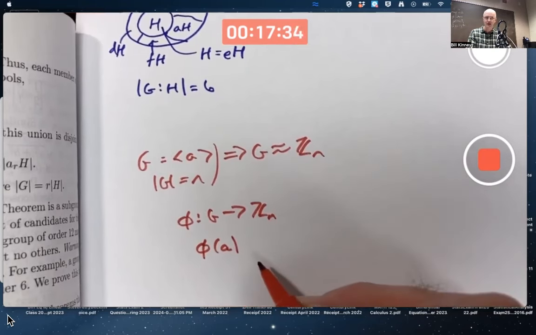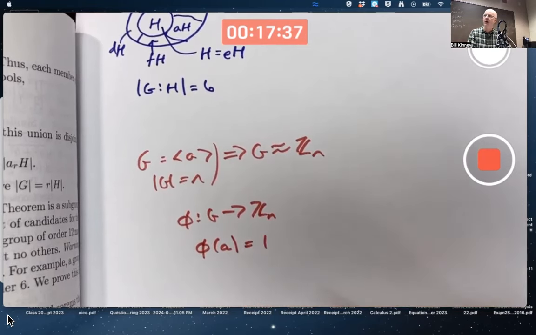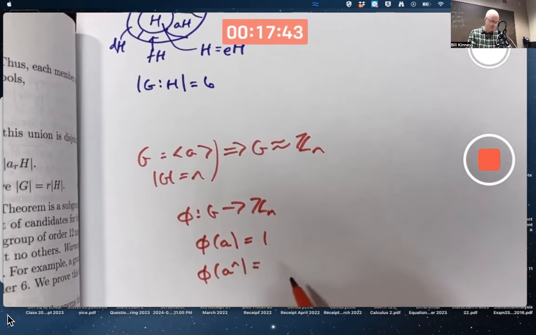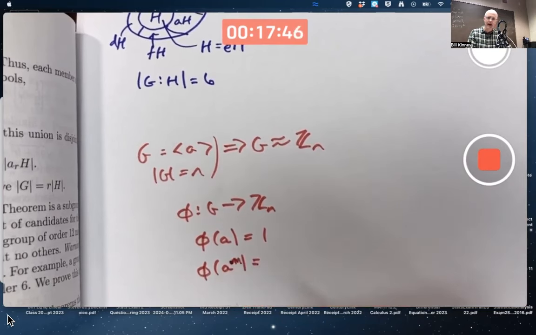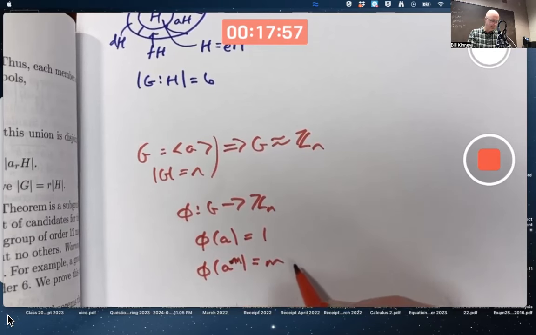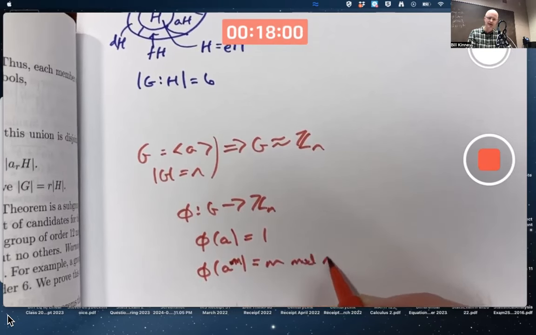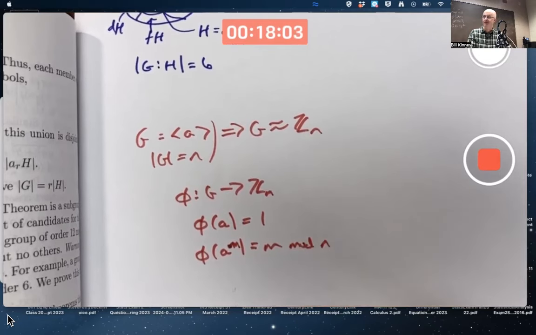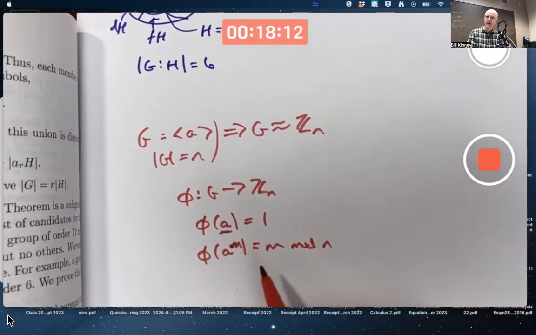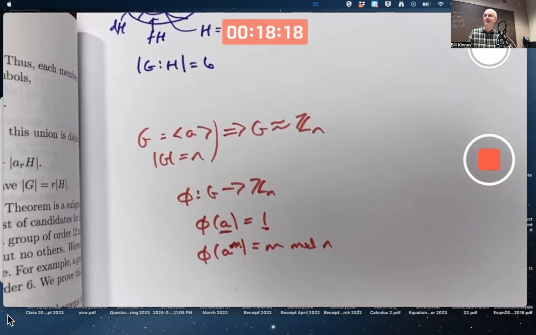And one thing you can do, one example of an isomorphism, is to map a to 1 and to map any power of a. Well, maybe I should use a different letter here. The mth power of a gets mapped to m, essentially mod n. If m is bigger than n, I'd have to mod by n. That ends up being an isomorphism. We're not going to prove that, but that's what it is. Effectively, we're mapping a generator of G to a generator of Z_n and sort of extending that, hoping that that works, though you'd have to prove it.